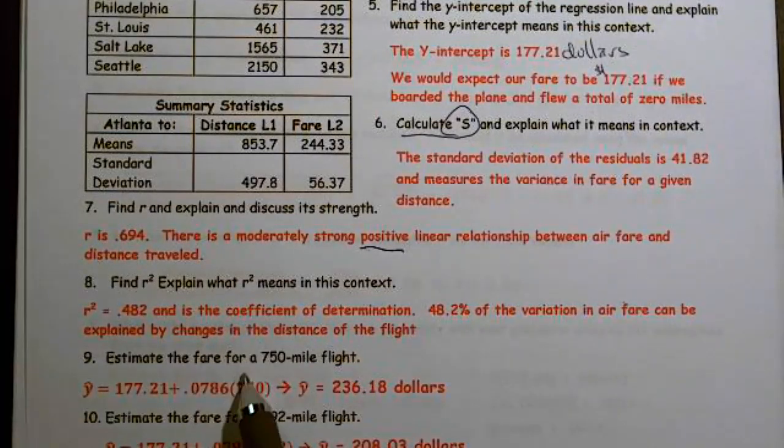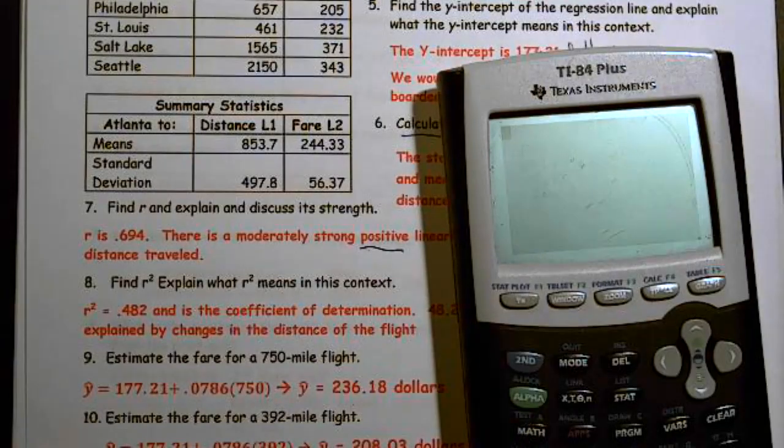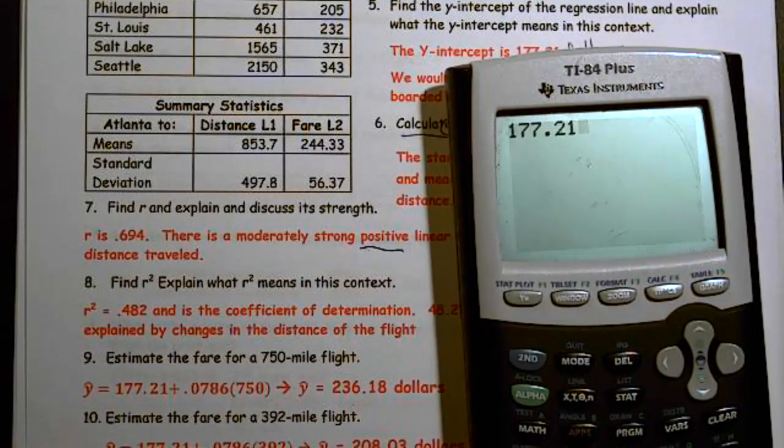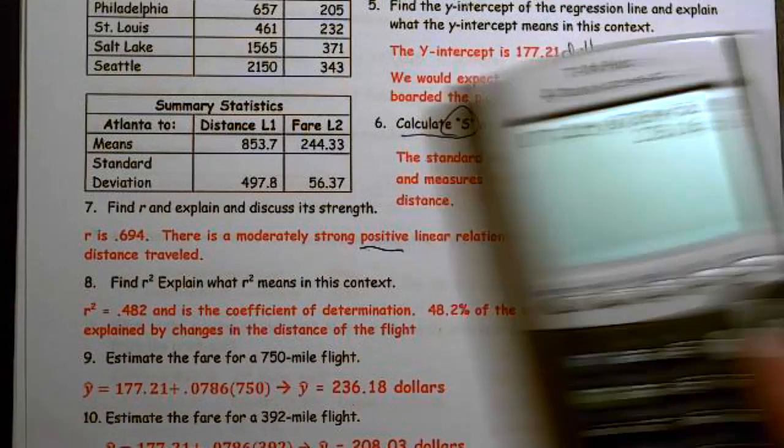Estimate the airfare for a 750-mile flight. Well, here's what our equation was, and we just plug in 750, and we say, oh, we expect it to cost $236.18. And all we did, real simply, was 177.21 plus 0.0786 times 750. Now I wrote 18 cents, that's rounding error, okay?